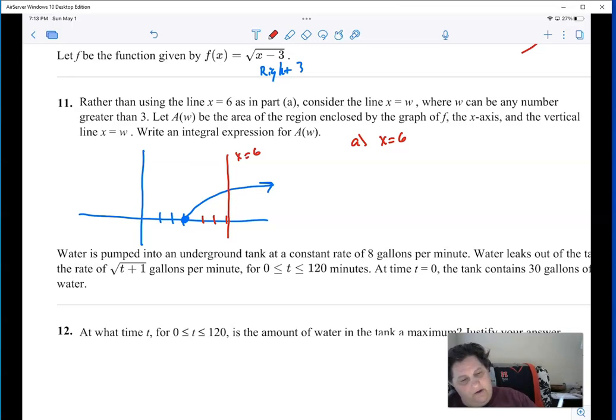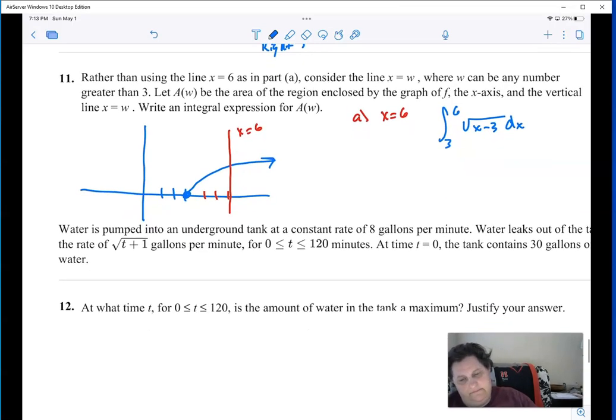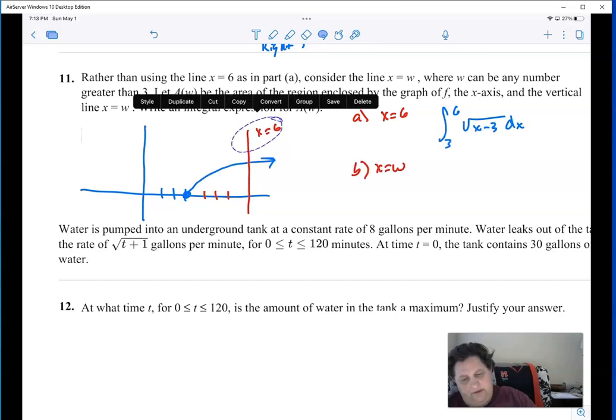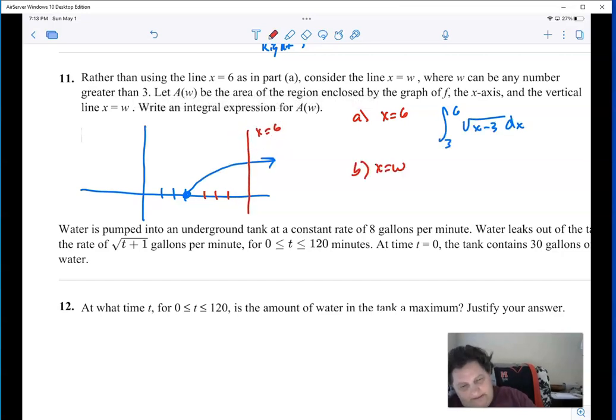Anyways, area would be the integral of that, rather than using the line of part A. Then I could integrate that and I could find the area. Now consider the line x. So it's almost like I'm taking this line and, let's say I put it over here and I'm finding that x, right? Well, it's just the integral of x minus 3. So let A of W be the region enclosed by that.